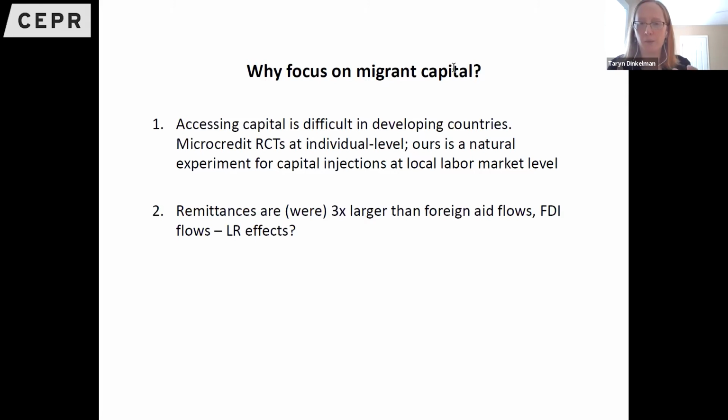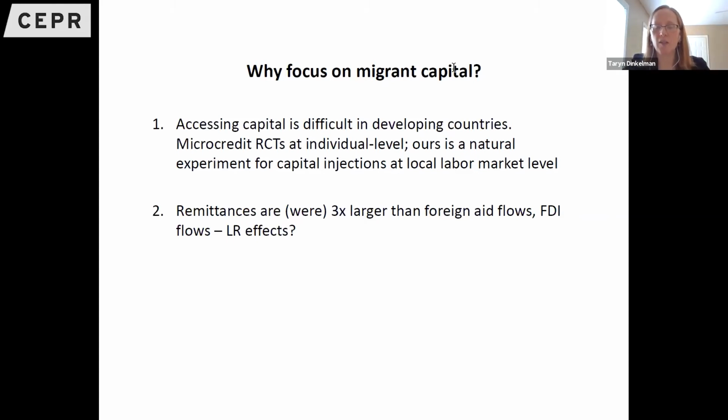Ours is a natural experiment where we're looking at capital injections that are happening into local labor markets. So all of the outcomes that we're going to be measuring, except for the human capital outcomes, are measured at the local labor market level, so within country.